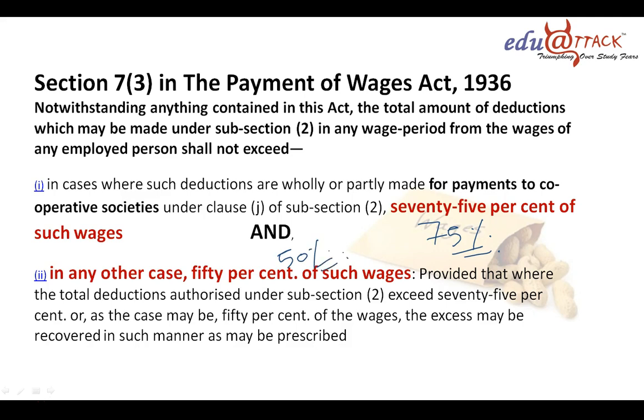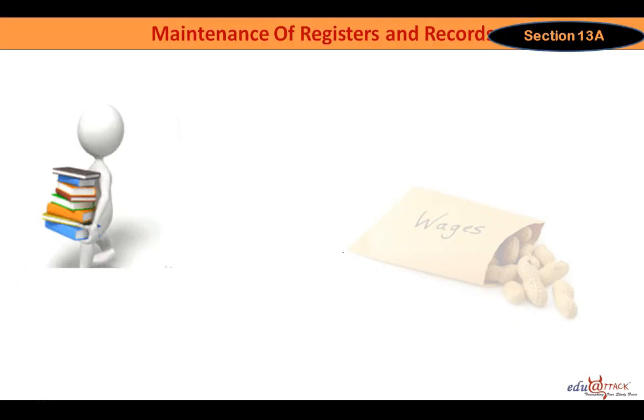He can't take all the wages in deductions only. The government has prescribed that if it is the case of a cooperative society, then it will be 75%, and in any other case, 50% of such wages can get deducted by the employer. That is a valid deduction here. Clear? This 75 and 50 also comes in exam.